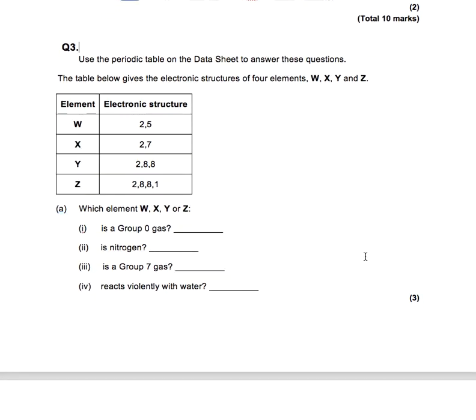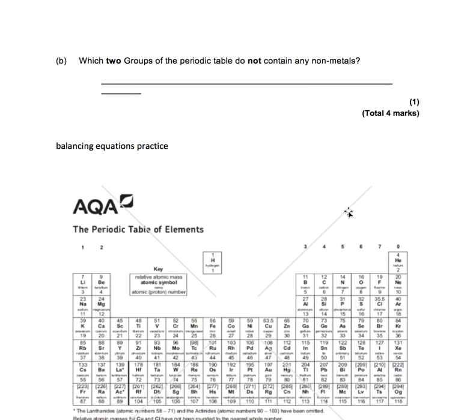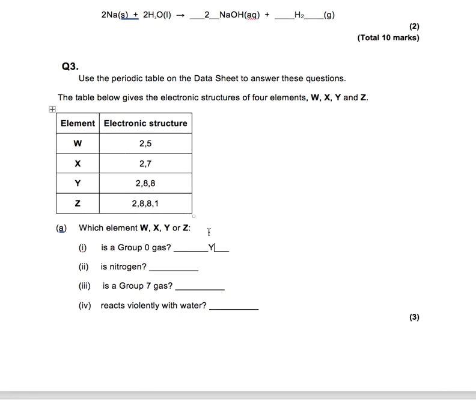Question 3. Which element, W, X, Y, or Z, is a group 0 gas? That would be a noble gas. Well, it has to have either 2 or 8 electrons in the outer shell. And the only one that has that is Y. Nitrogen. Well, if we go back to our periodic table and look at nitrogen, nitrogen's got 7 protons. That's going to be 2, 5, right? And there it is.